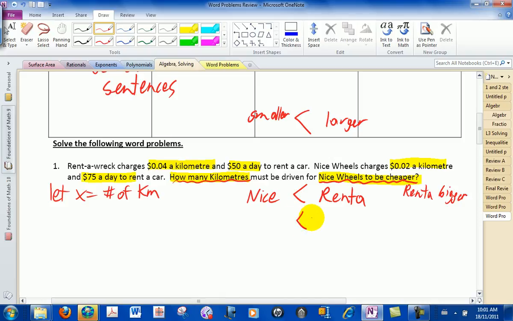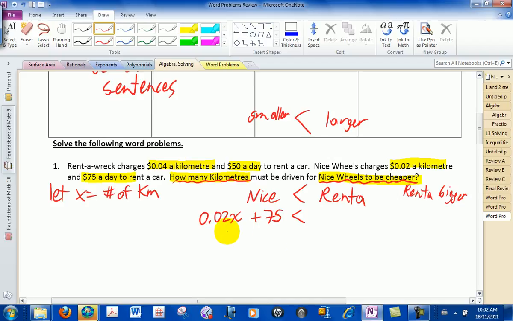Okay. So now we have to come up with the equation. And you're going to figure out when Nice Wheels will be cheaper. So what's the Nice Wheels formula? 2 cents a kilometer is 0.02 times how many kilometers were driven. Then you have to add your constant, which doesn't change. So you're going to have to add the $75 a day. Even if you don't drive that car, you've got to pay $75. Okay. Make up a similar formula for Rent-A-Wreck now. Go. Okay, so complete the right side.